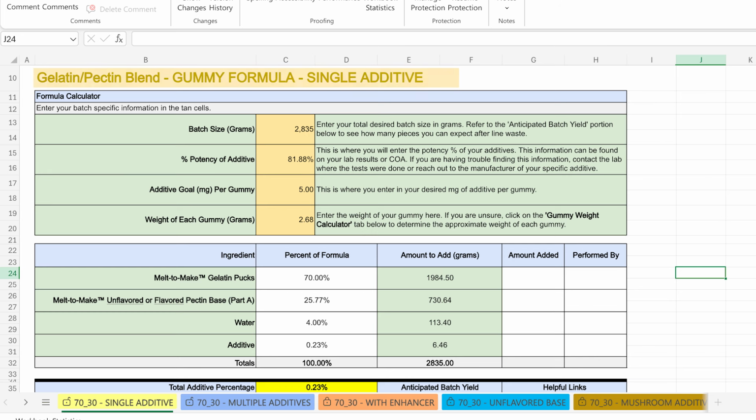When producing blended 70/30 gummies, you will use our gelatin base, our Part A pectin base, and some additional water. The formula calculator will tell you the exact amount of these ingredients and the amount of required additives to produce your desired gummies.